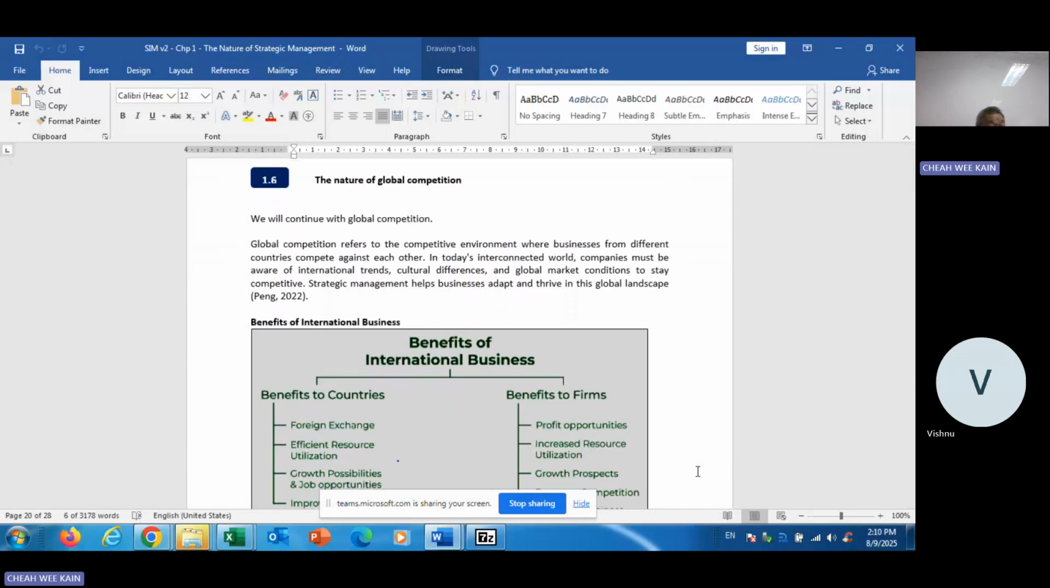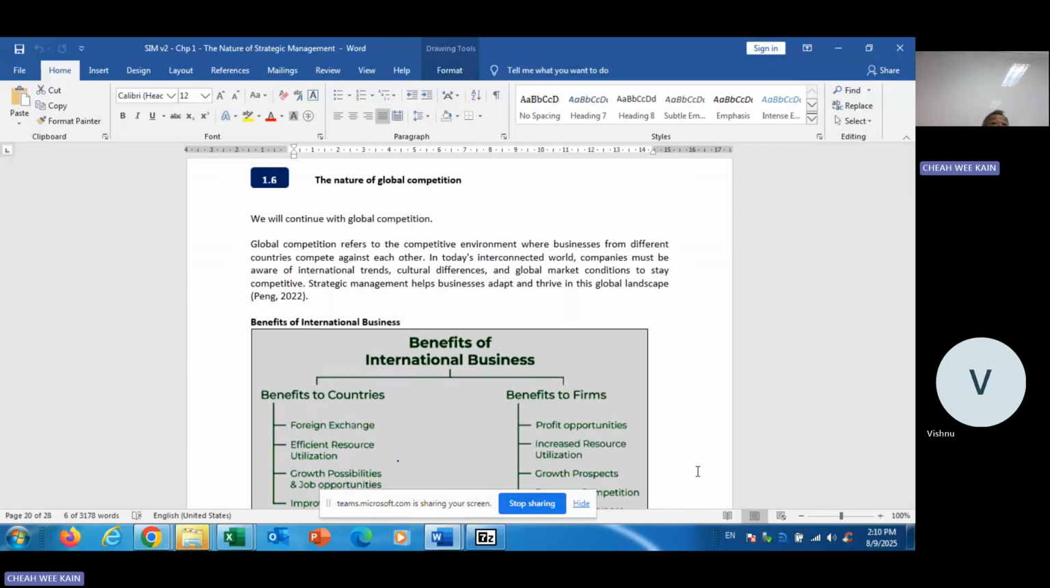What is a global company? A global company makes their product everywhere in the world and sells everywhere in the world. So now you see the scale is different. Domestic scale is smaller than multinational, and multinational scale is smaller than global. And when you look at it, you will understand the complexity. A domestic company only has to worry about, for example, the political situation in Malaysia.